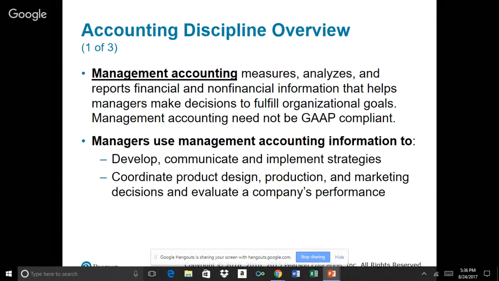Managers use management accounting information to develop, communicate, and implement strategies and coordinate product design, production, and marketing decisions and evaluate the company's performance. So basically, a good way to remember management accounting is you're looking into the numbers. What do they mean? Does it make sense to make a product? How much does it cost me to make a product? You're using this to help decide how the company is going and if it should continue or not, and what it needs to do to continue.